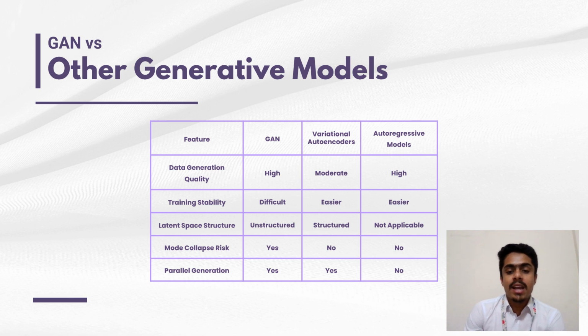And GAN and variational autoencoders allow parallel generation. On the other hand, autoregressive models do not allow parallel generation.